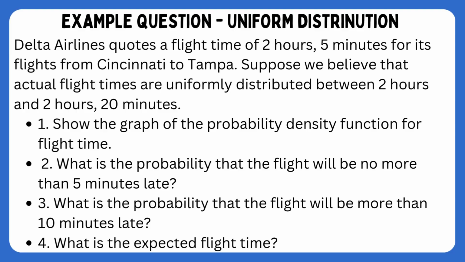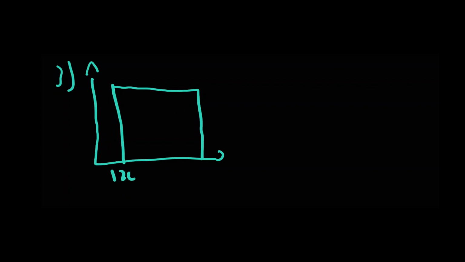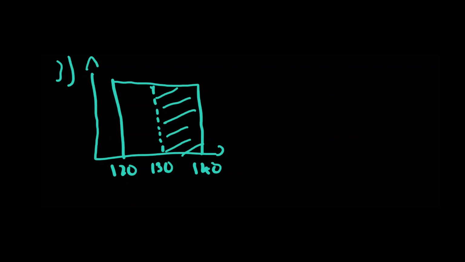Now the third question is, what is the probability that flight will be more than 10 minutes late? Now let's draw the graph of the third question. As we know, a and b points are 120 and 140, and in this question the flight is more than 10 minutes late, which means time is between 130 and 140 minutes. Now here we have to find the area between 140 and 130. So we will subtract 130 from 140 and we'll subtract 120 from 140 and divide them both.